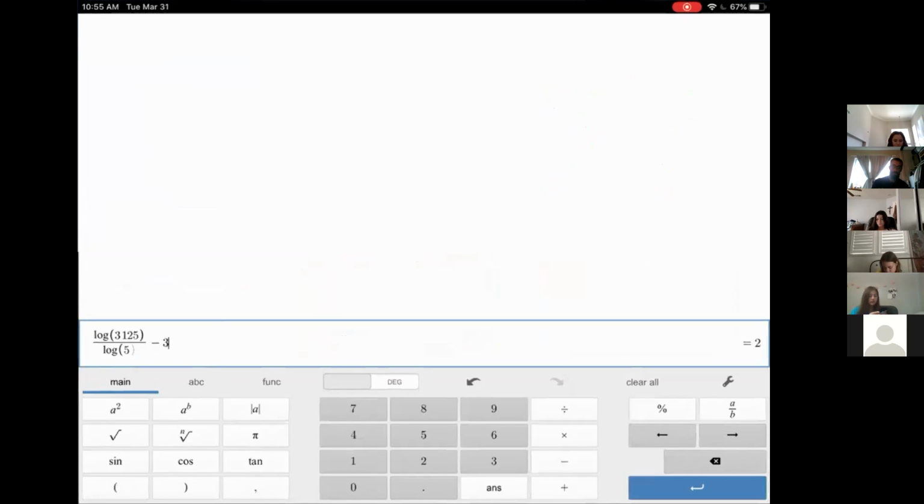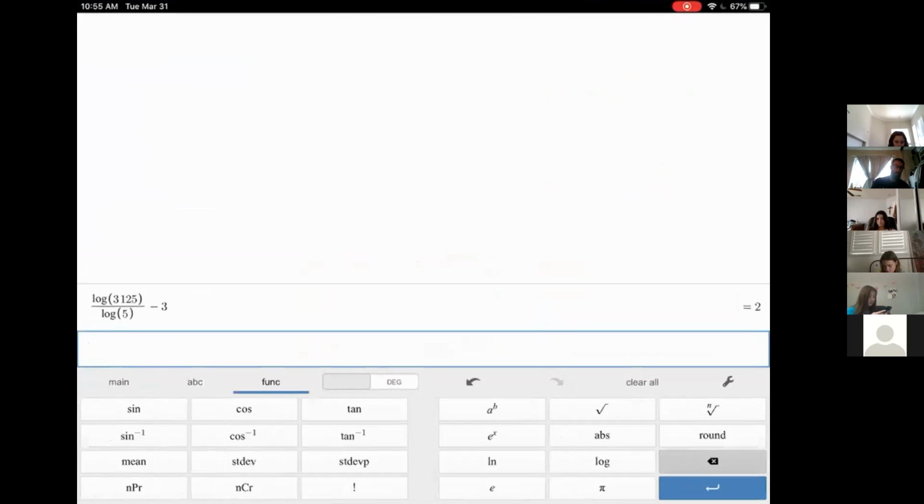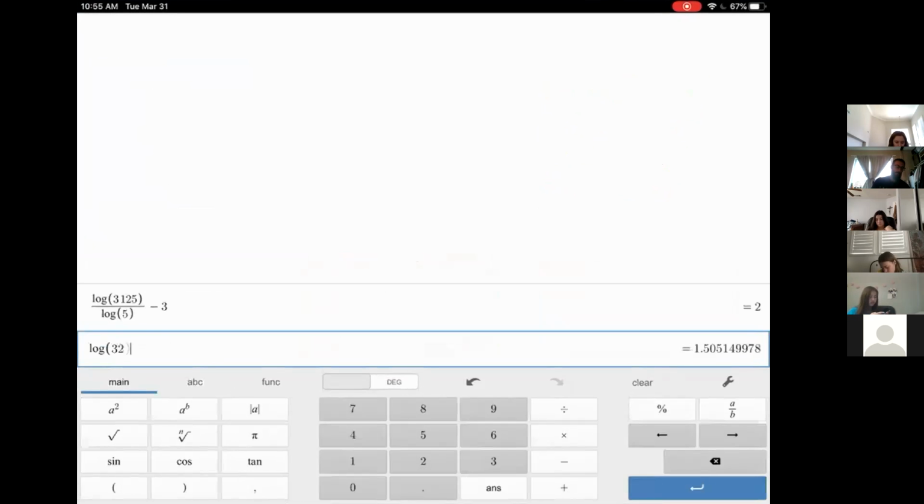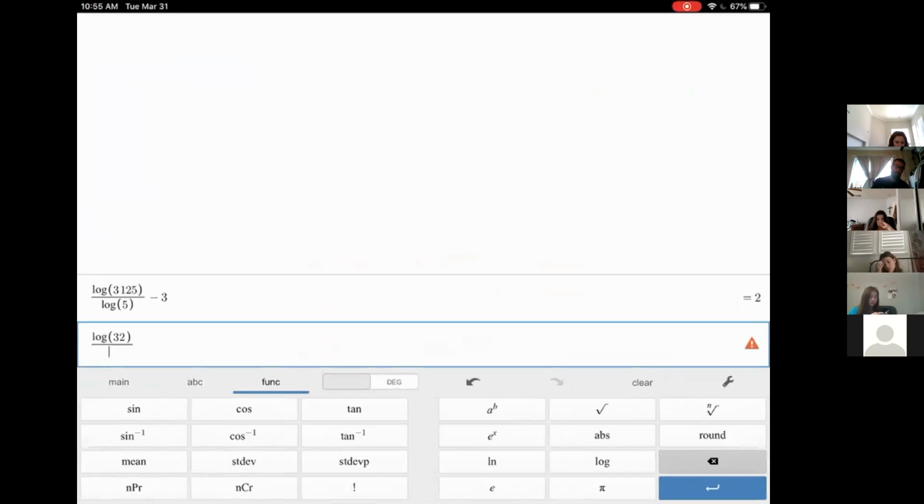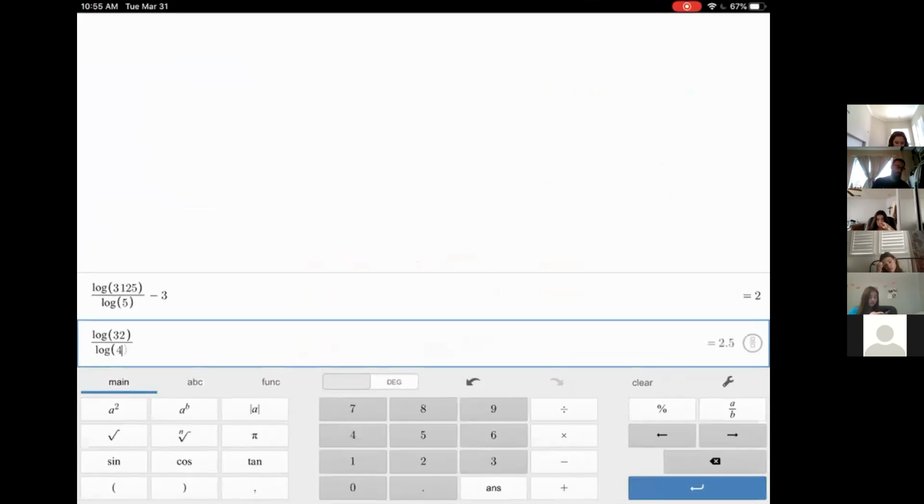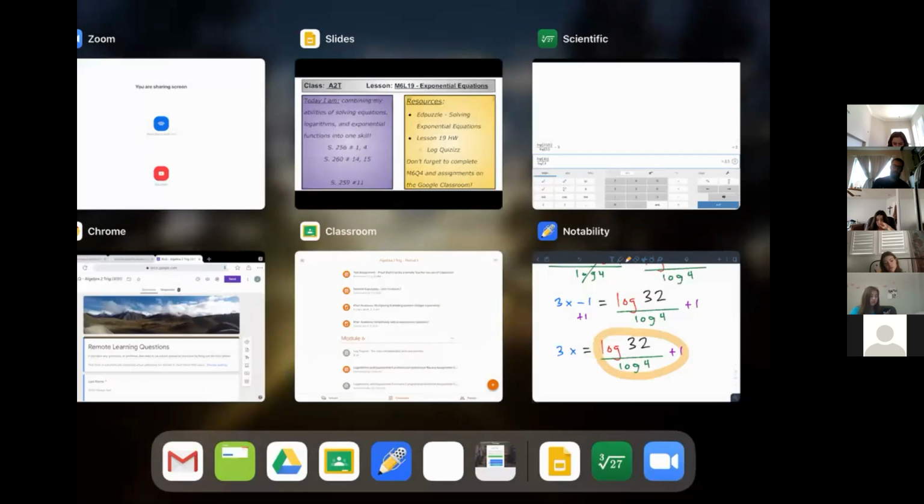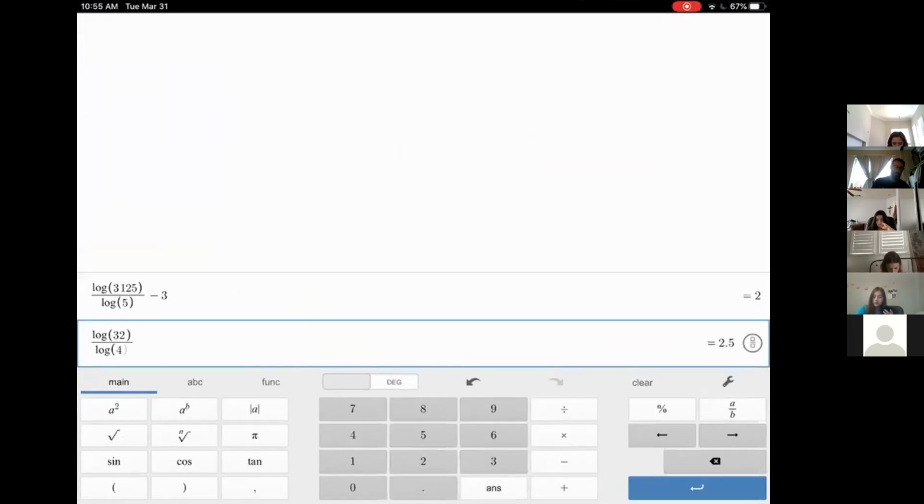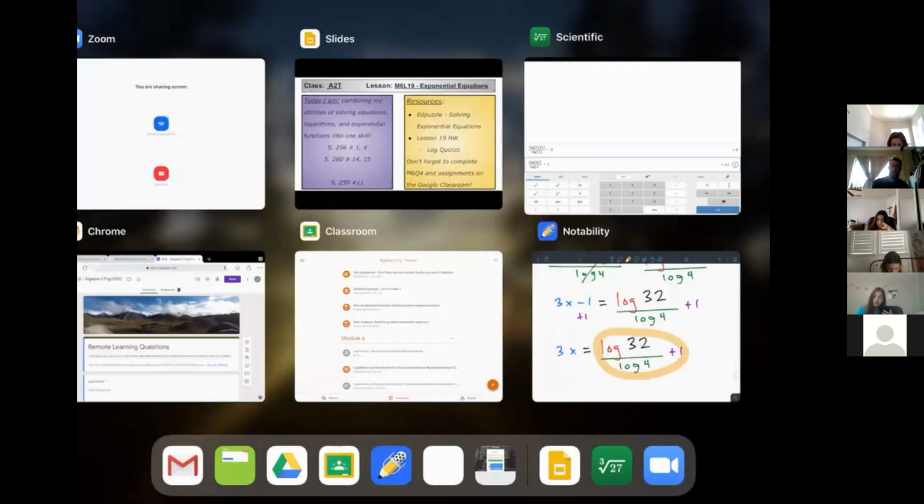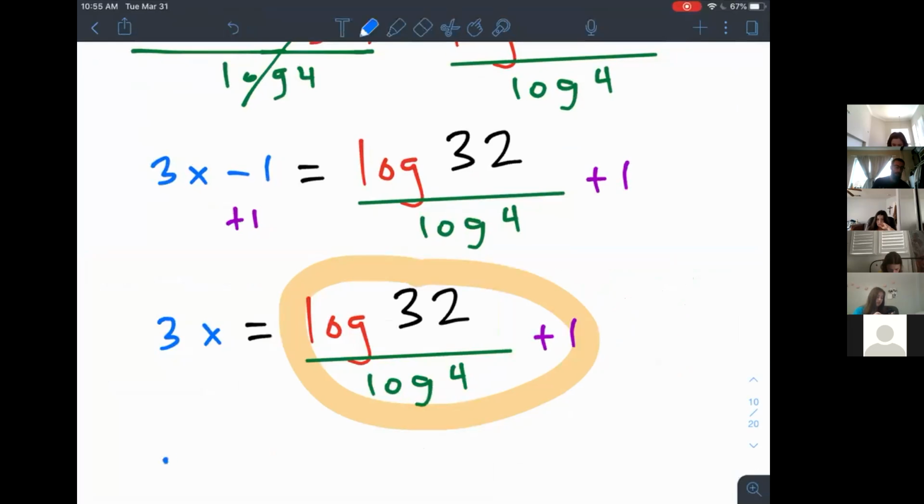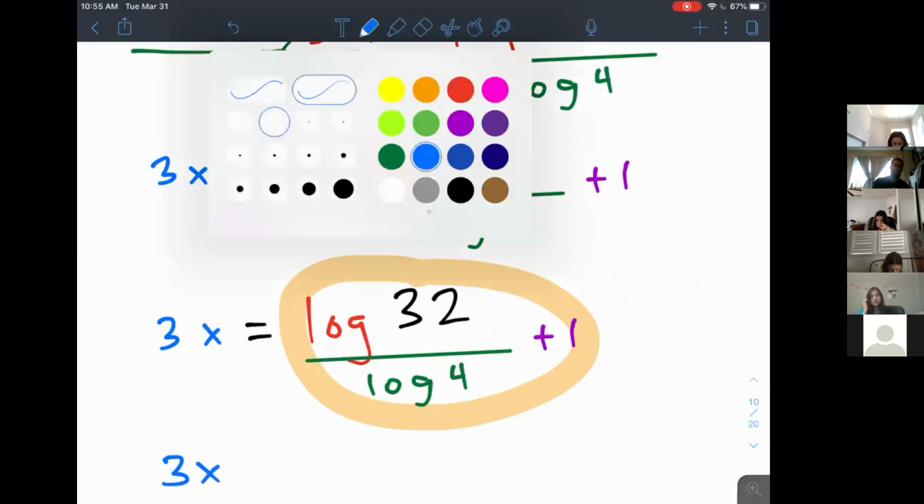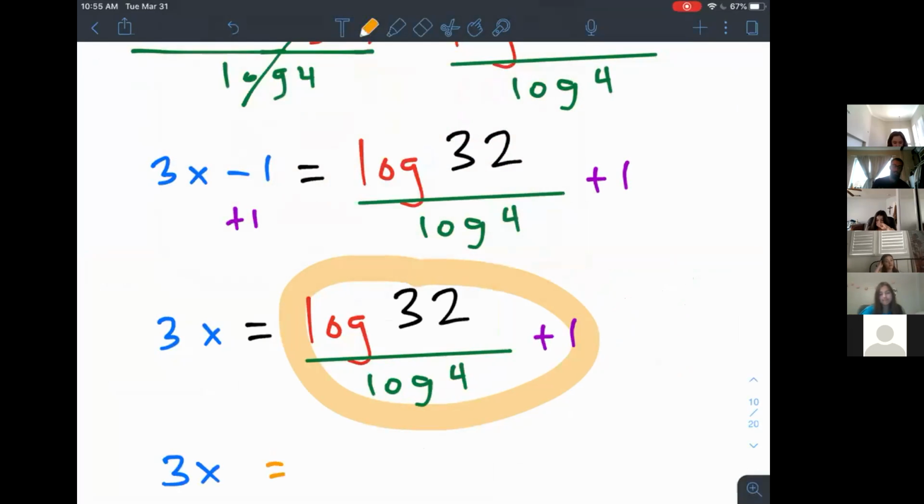So here we go. Log of 32 divided by log of 4. And then I was, I believe, adding 1 to it. So I hit plus 1 on the right side of the fraction, and we get 3.5. So really where we're at now is that once we used a calculator to evaluate, aka to solve the right side of the equation, we got 3.5.